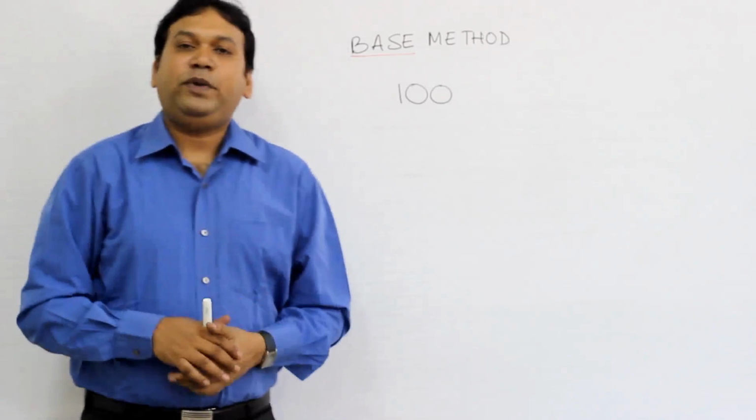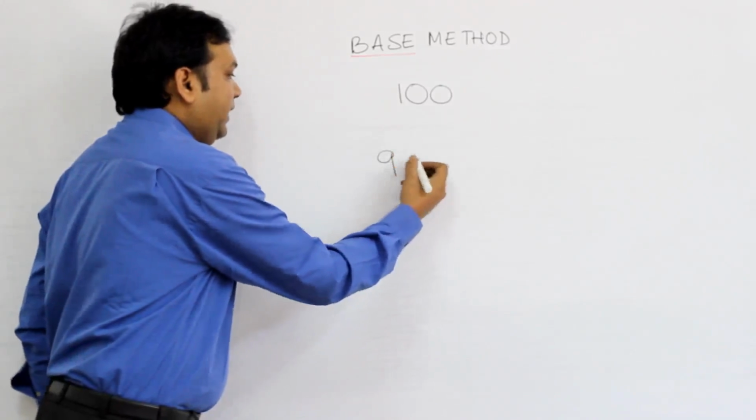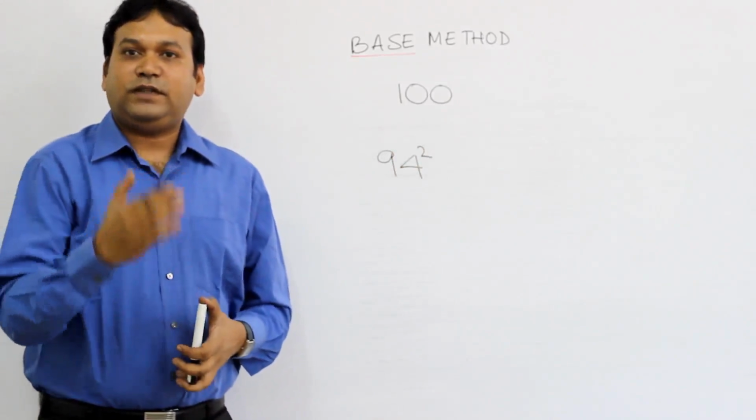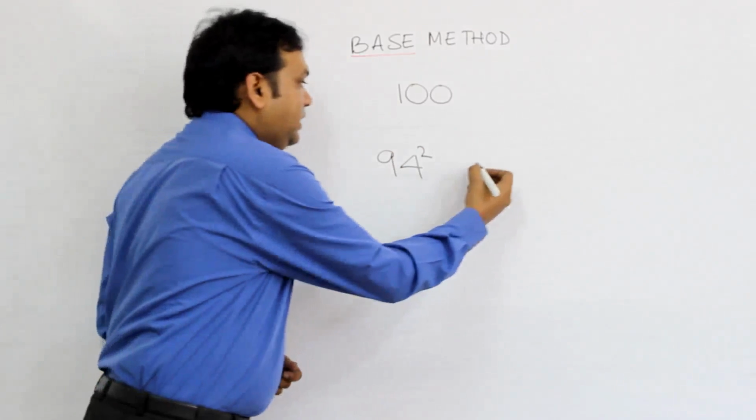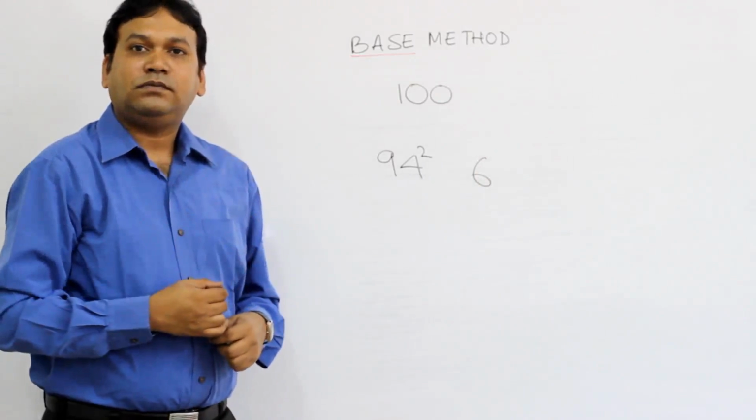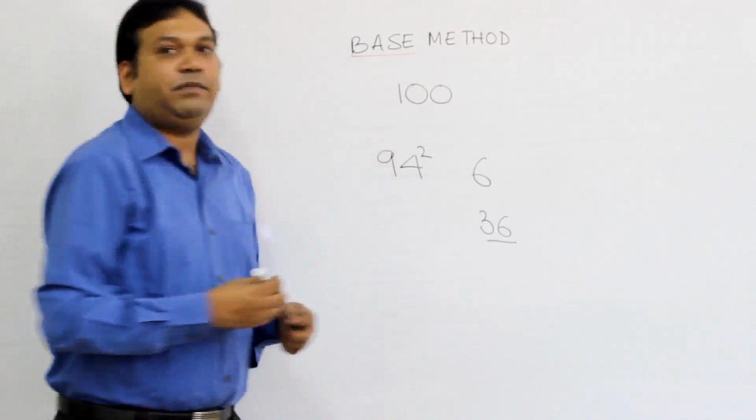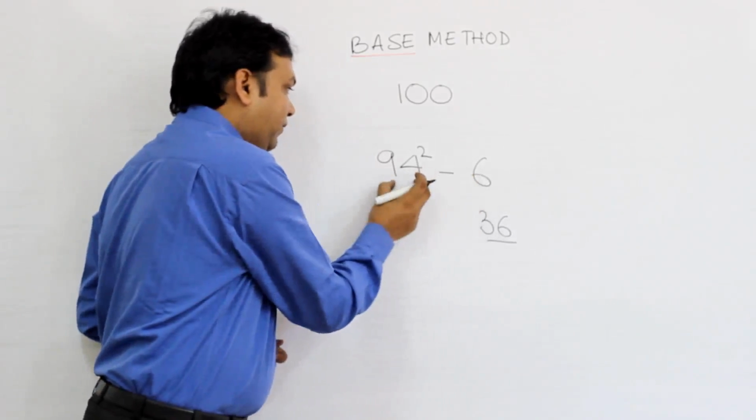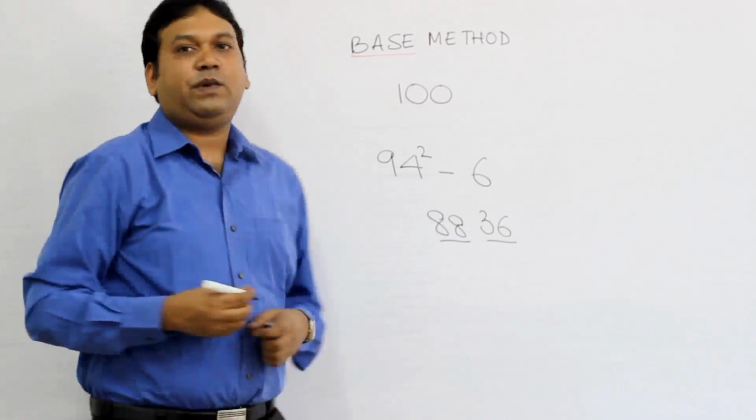Now, what will be the square of 94? What will be 94 square? Yes. The first step: how much less is the number from 100? It is 6. What should be done now? Square 6, we get 36. And for the next step, take the difference: 94 minus 6 is 88. Now you can see the square is 8836.